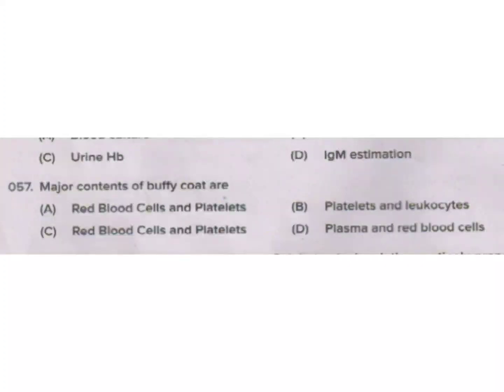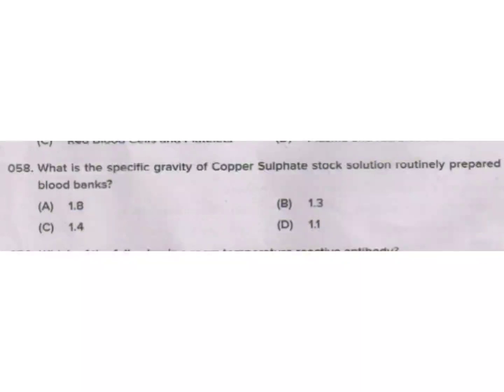Next question. Major contents of Buffy coat are. Four options: option A red blood cells and platelet, option B platelet and leukocyte, option C red cells and platelet, option D plasma and red cells. A and C are similar options. It is a printing mistake. The answer is option B platelet and leukocyte. Buffy coat contains platelet and leukocyte.